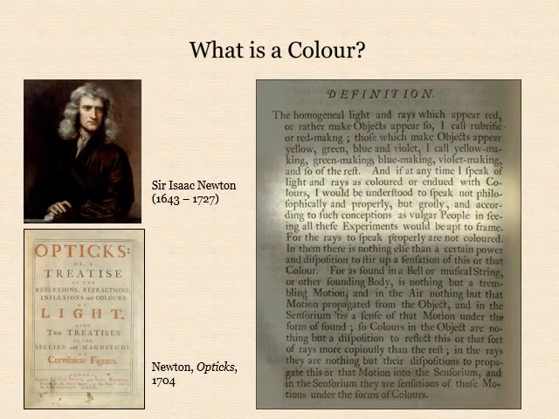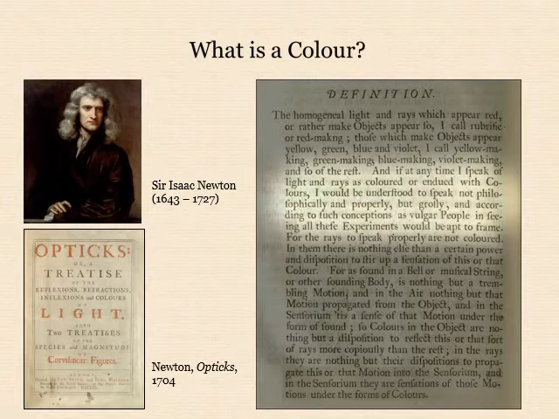In this well-known passage from his Optics of 1704, Newton explicitly distinguishes between colour as what he calls a sensation, residing in the sensorium or mind, and colours in the rays and in the object, meaning those properties of lights and objects that dispose them to stir up these sensations.